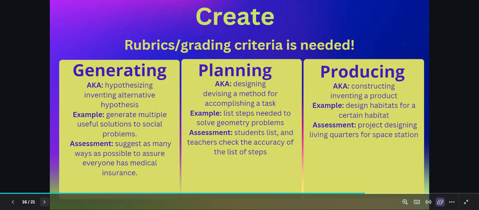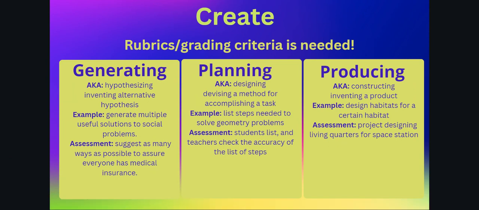Lastly, there is the level create, which includes combining items together to make a whole product. And then we have generating or inventing new ideas, planning or designing, which is designing a way to reach a goal, and producing or constructing, inventing a new product. The creative process includes three components, according to Mayer. It includes problem representation, solution planning, and solution execution. The cognitive processes listed under create then follow those processes.